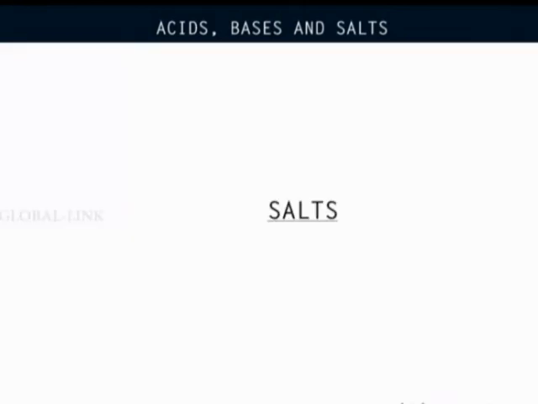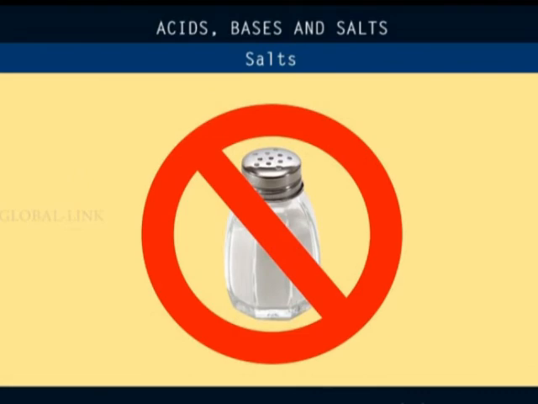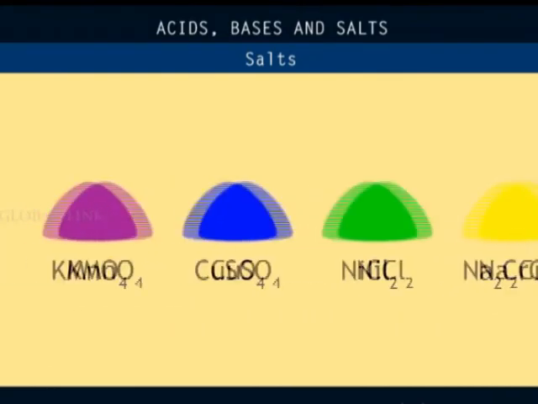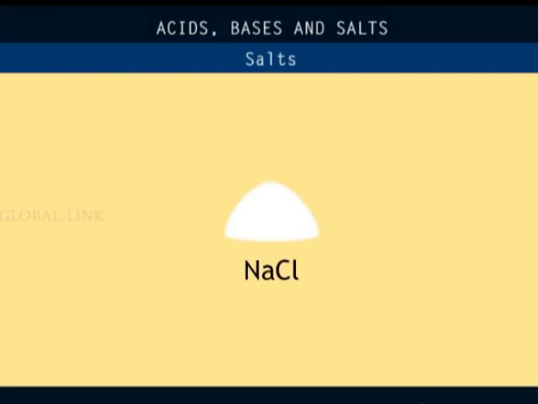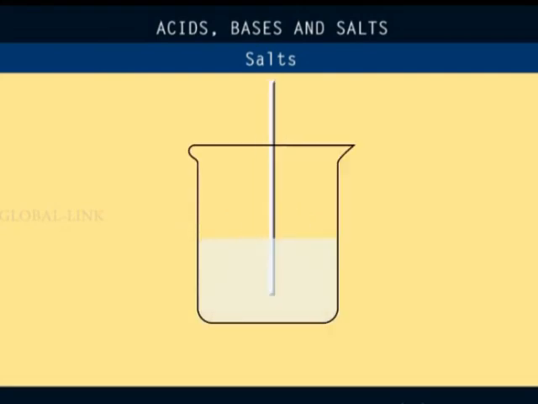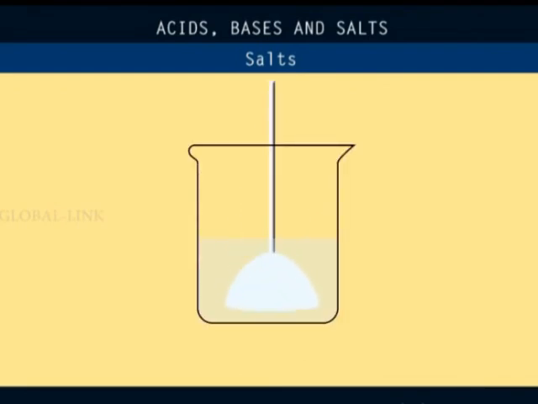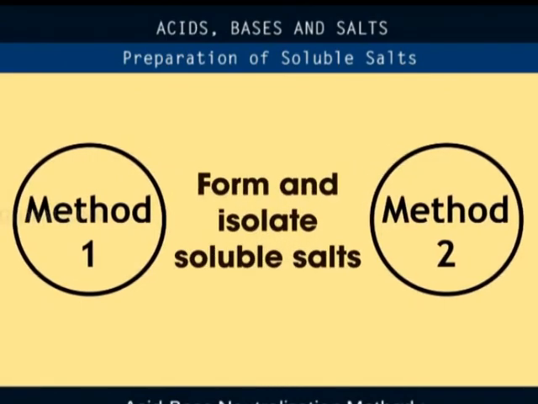And now we move to salts. Now, when we talk about salts, we do not mean just regular table salts. We are actually referring to a wide spectrum of ionic compounds. Some of these salts, like table salts or sodium chloride, are soluble in water. Others, like barium sulfate, are insoluble in water. Preparation of soluble salts. There are usually 2 common methods for preparation and isolation of soluble salts.